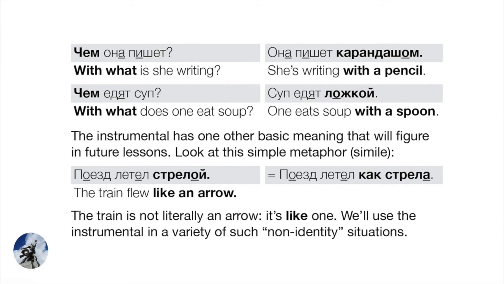Okay, another question. Чем едят суп? Literally, with what do they eat soup? There's one of those third plural verb forms. We could say, what does one eat soup with? What do we eat soup with? Чем едят суп? Суп едят ложкой. One eats soup with a spoon, ложкой. Okay, and we see already a couple of basic instrumental noun endings, for masculines and also neuters, and oi for feminine nouns like ложка.